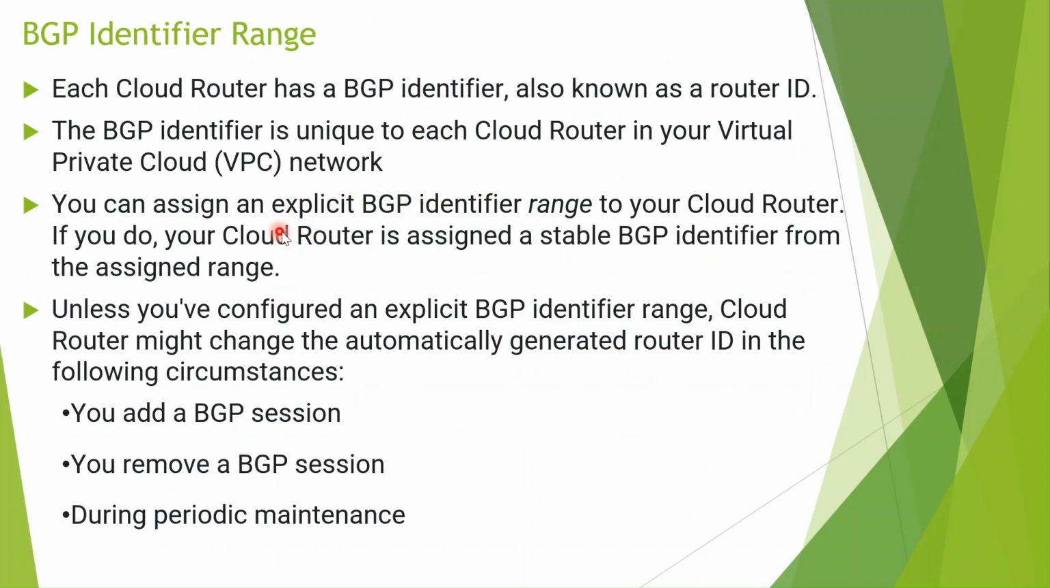There are two options: we can assign an explicit BGP identifier range to our cloud router, and if we don't, GCP will provide that range. Unless we have configured an explicit BGP identifier range, the cloud router might change the automatically generated router ID in the following circumstances: you add a new BGP session, you remove a BGP session, or during periodic maintenance the cloud router gets restarted. So it is better to configure an explicit BGP identifier range.